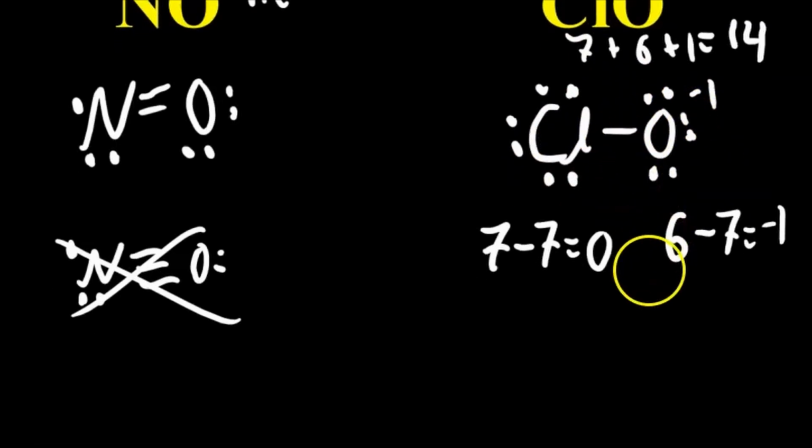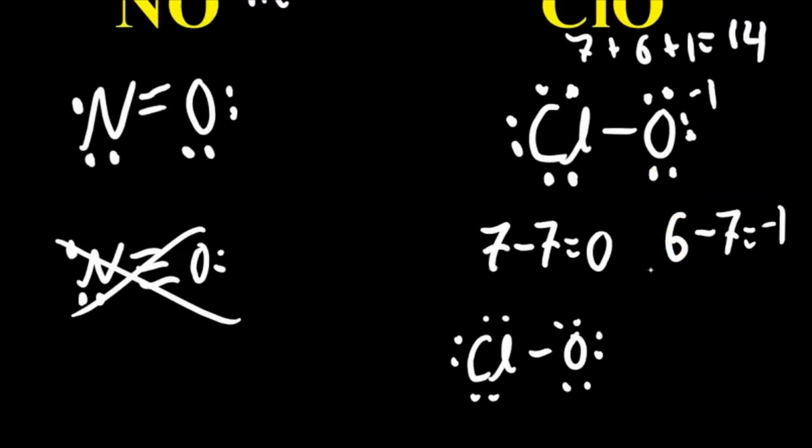Or your prof might like to see you write it in square brackets, like this, and putting the charge up here. So like negative 1, saying that this negative is shared between these 2 atoms.